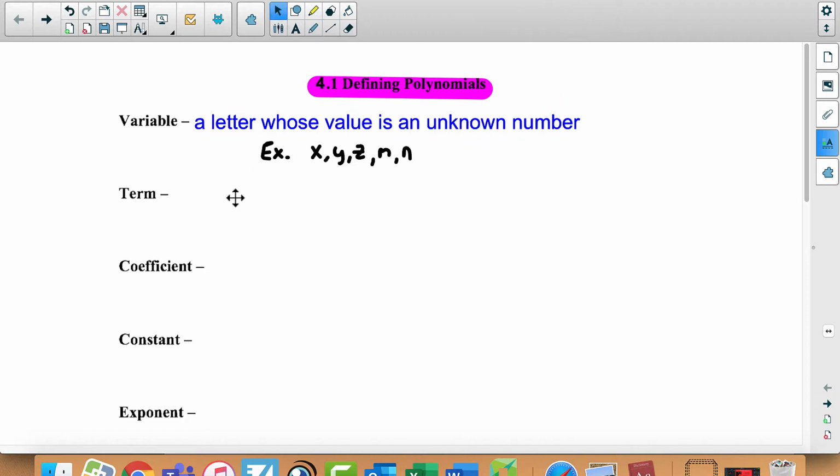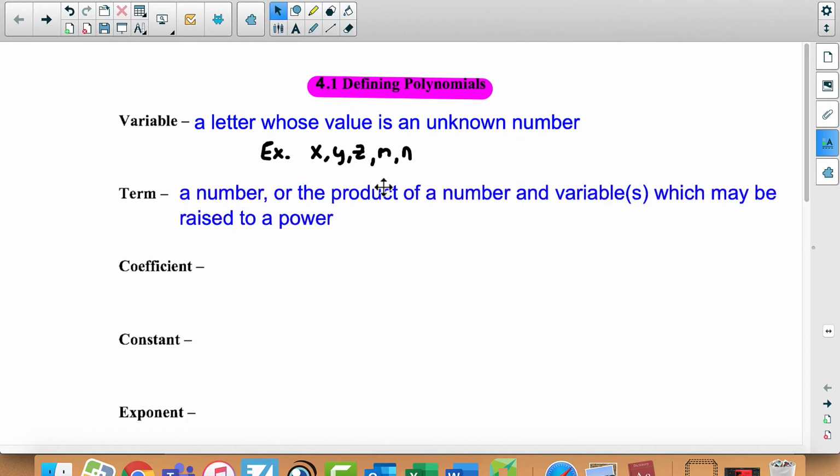Alright, a term. A term is a number, or the product of a number and variable, which may be raised to a power. That sounds kind of confusing, so let's give you some examples. The first thing it says is that it could be a number. So for example, 7. There's a term right there. The second thing it says is the product of a number and variable, or variables. So let's do the product. That means multiplying, right? Let's do the product of 2 and a variable. Let's pick y. 2 times y, or a faster way of saying that, 2y. So that's also a term.